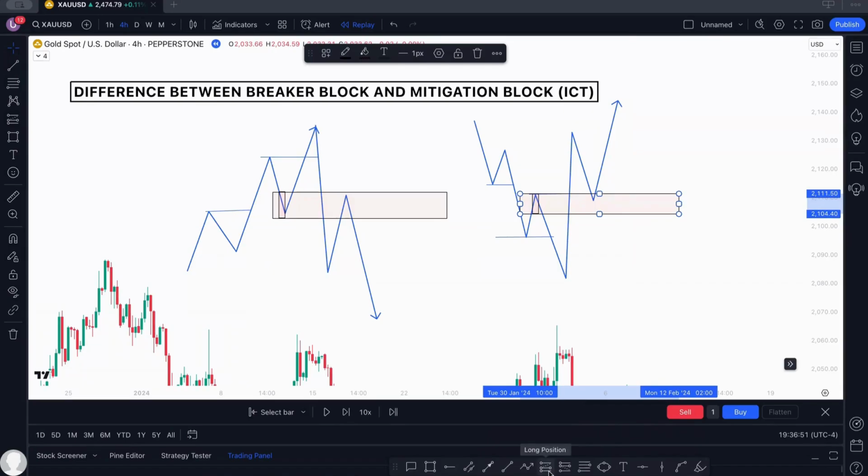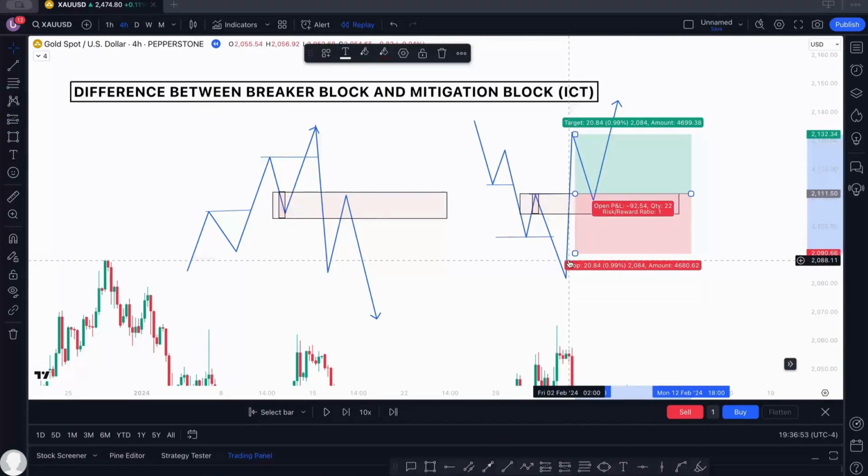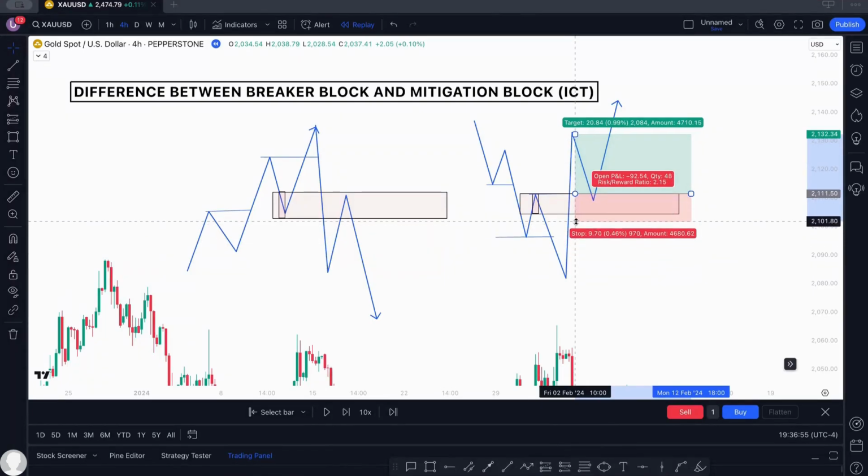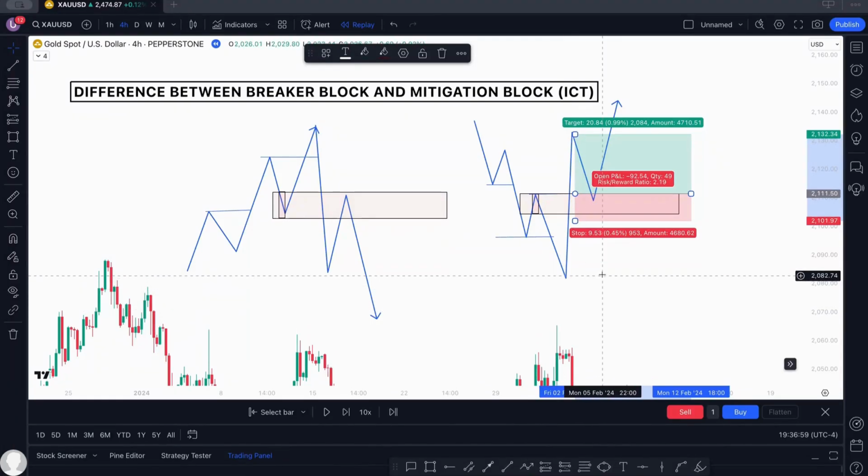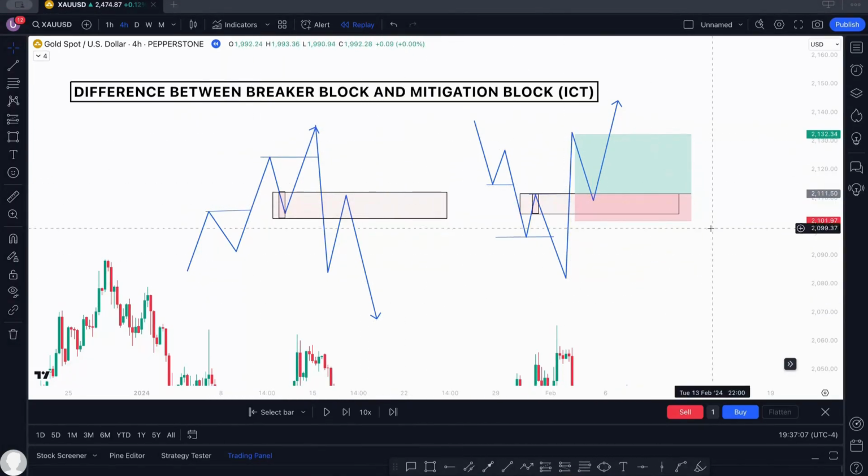You enter your entry from there, put your long position around here and your stop loss around here, or if you have a good risk to reward, you can put it below here depending on the size of the breaker block. Now this is for what? Only breaker block. This is for the bullish breaker block and this is for the bearish breaker block.